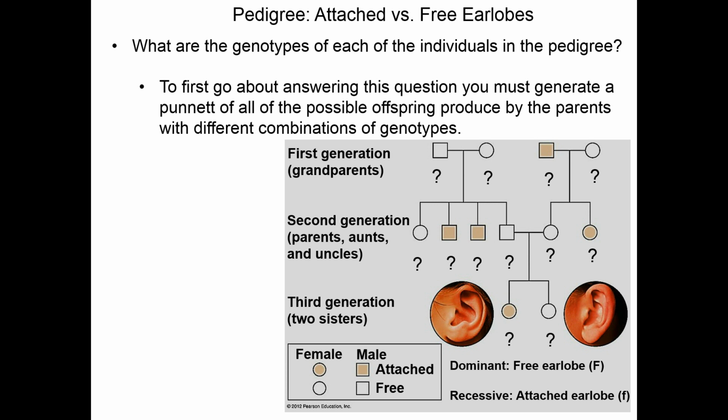Some of the information you're going to be given is whether or not the individuals are male or female, whether they're symbolized by a square or a circle. Squares are going to be your males, and circles are females. Then you're looking at affected and unaffected. In this case, individuals that have attached earlobes are affected, and they're shaded. Individuals who are not affected, who have free earlobes, are not shaded.